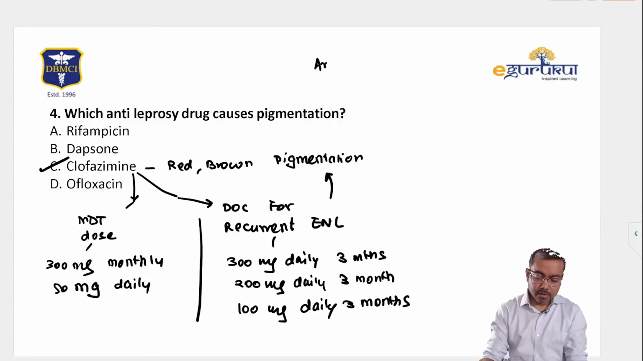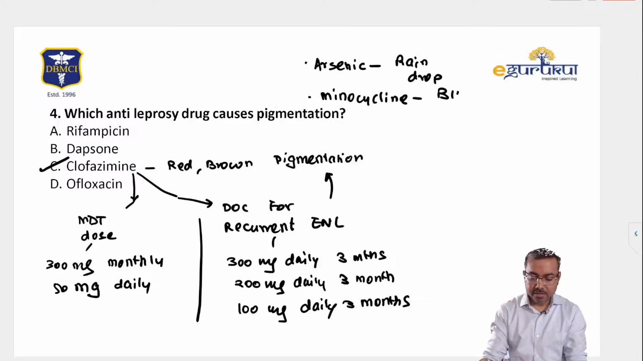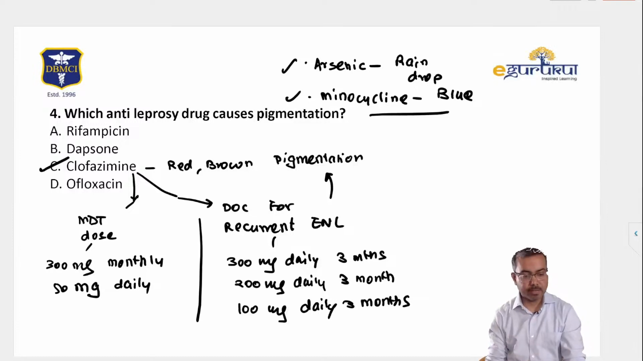You also have to know one more. One is called arsenic pigmentation. That's called raindrop pigmentation. One is minocycline pigmentation, which is a blue pigmentation and usually happens in people who are given minocycline for acne, for example.